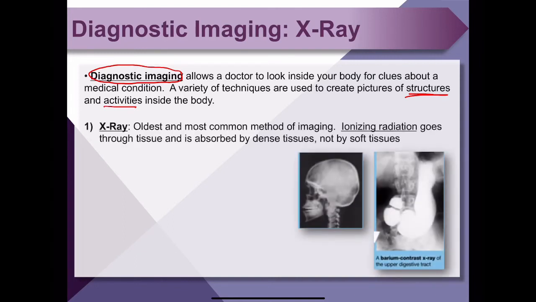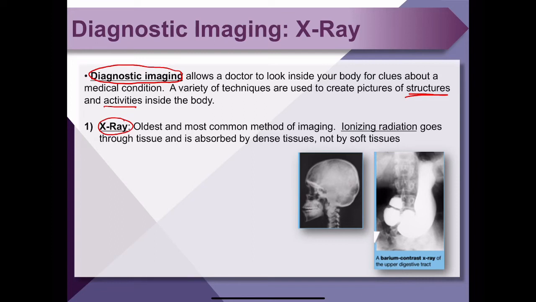And the oldest and most common method of diagnostic imaging, of course, is X-ray. This technique uses ionizing radiation that goes through soft tissues of the body while it is absorbed by dense tissues like your bones. For soft tissue, it just goes right through.